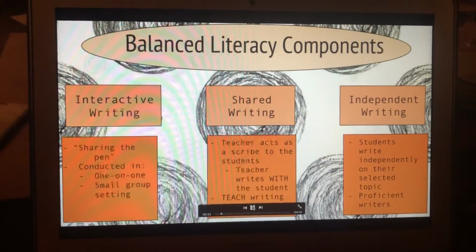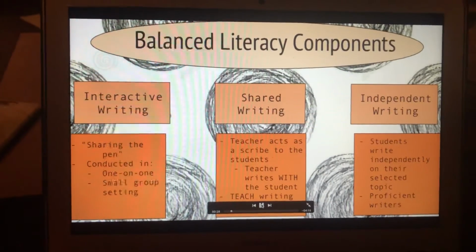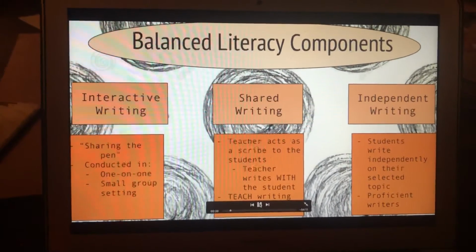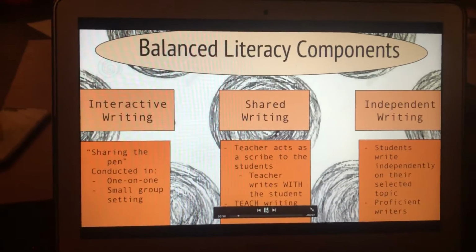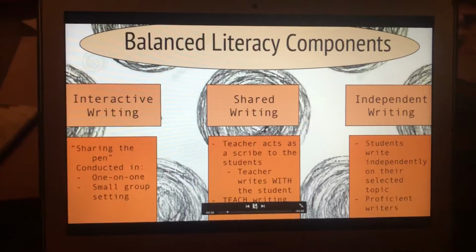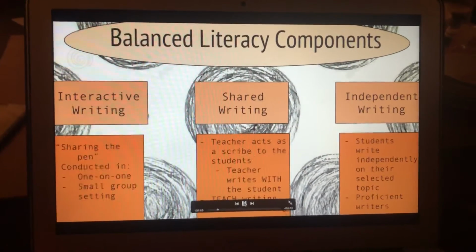Shared writing also allows students to play a part in the writing as they share the pen and contribute to the writing process in their own way. Shared writing allows teacher instruction to coincide with student interaction. Independent writing allows the student to individually work and gather their ideas and thoughts and compile them into their writing.